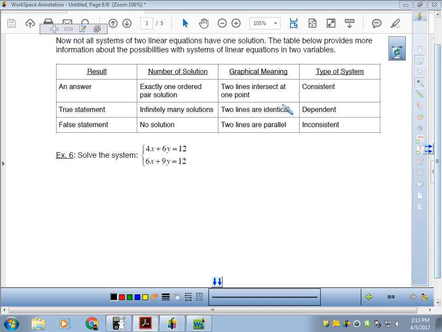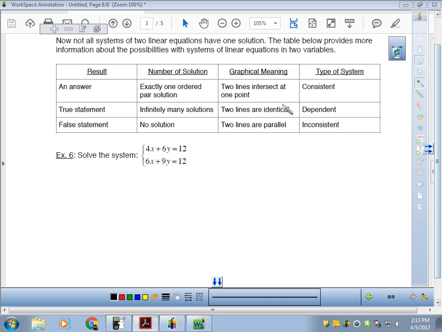We call this type of system where you get a true equation a dependent system. A dependent system is called dependent because one equation is usually a multiplication of another equation. Meaning we took one of the equations and multiplied it by 2 or something, and then that was our second equation. So that second equation, because it's multiplied by 2, it's dependent on the first one. So that's why it's dependent.